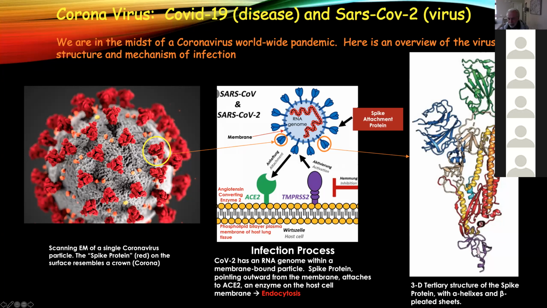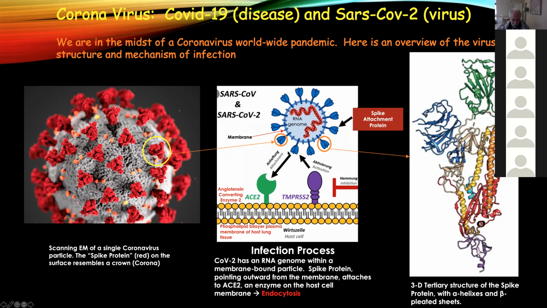Now here on the right, that's a three-dimensional structure of the spike protein, and I'll come back again to that a little later. But you'll see some familiar forms here. You can see the alpha helices in yellow. You can see beta-pleated sheets in blue, and other types of formations. And remember, this tertiary structure is all held together by 4 different types of bonds.